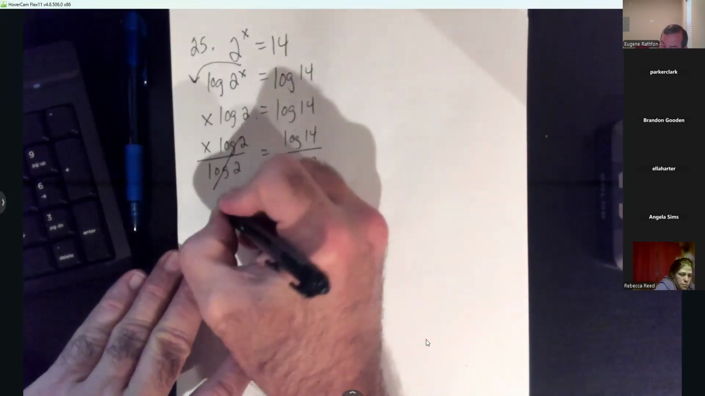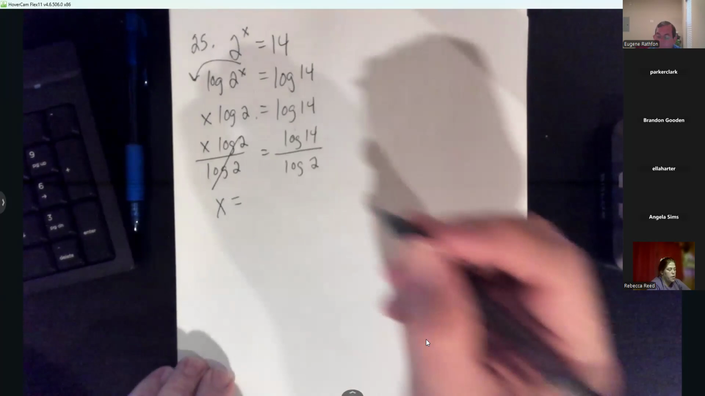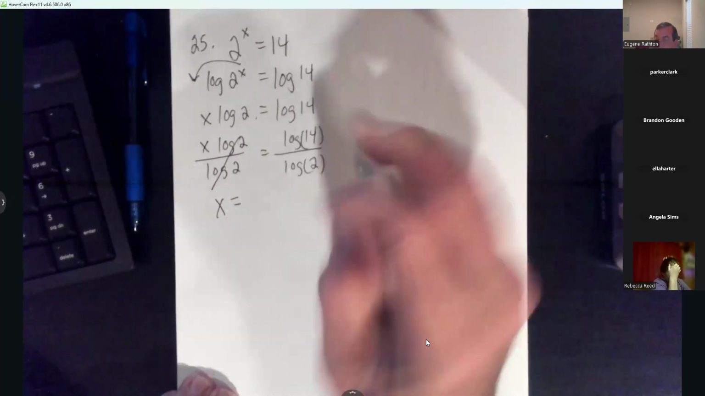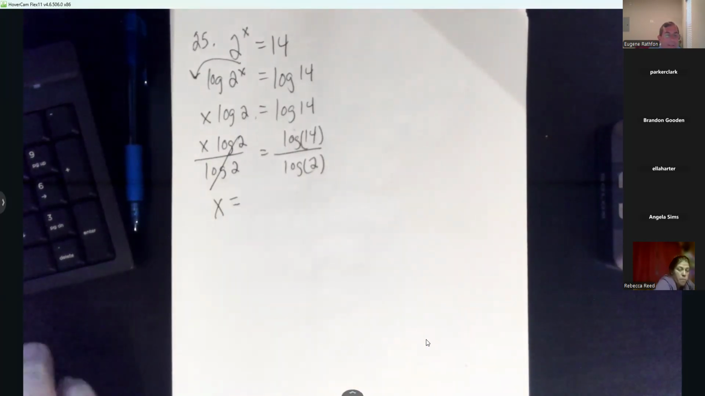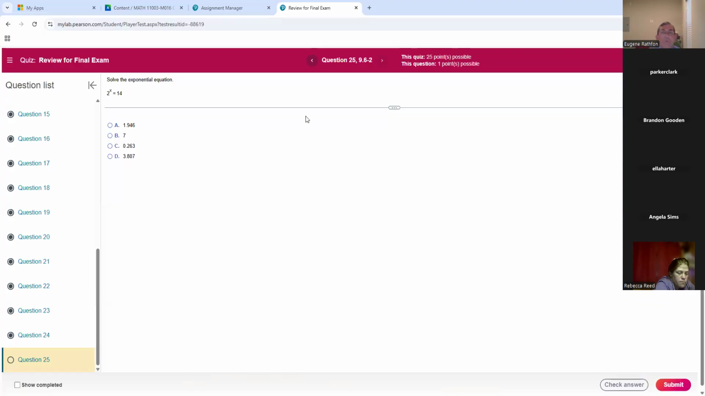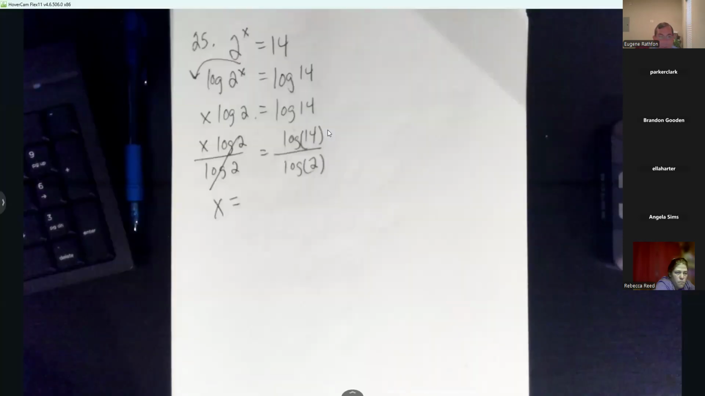So y'all, that cancels. So figure this one out and let's see how they want us to round that one off. So one of y'all figure out what log of 14 divided by log of 2 is. And it looks like they're going 3 decimal places. And y'all just remember to close those parentheses when you do your logs, okay?